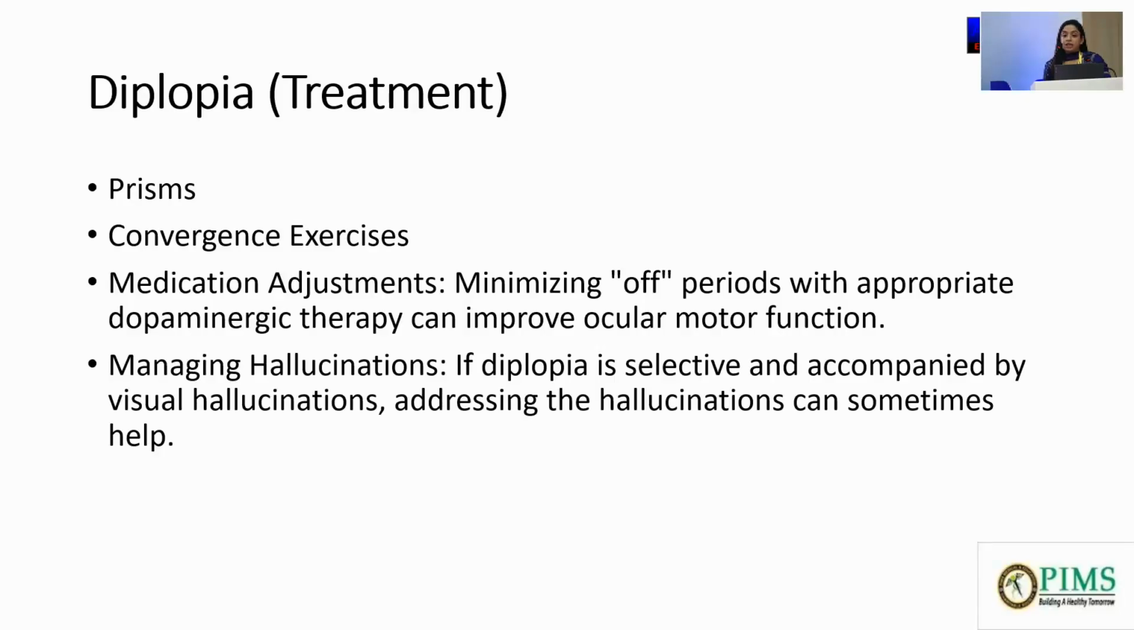The treatment in case of binocular diplopia that is associated with convergence insufficiency largely consists of prisms and convergence exercises, while the selective diplopia can be managed by managing hallucinations, and addressing the hallucinations is actually helpful in these cases.